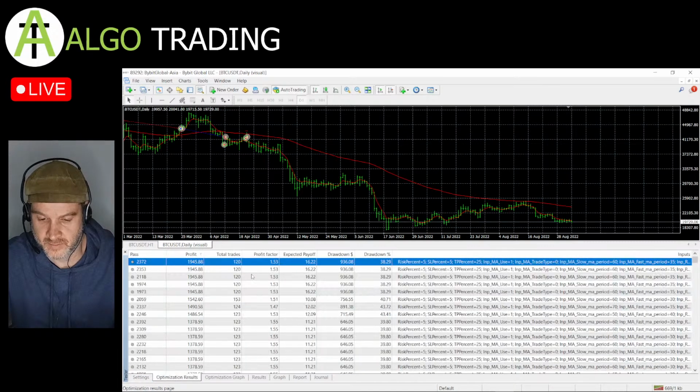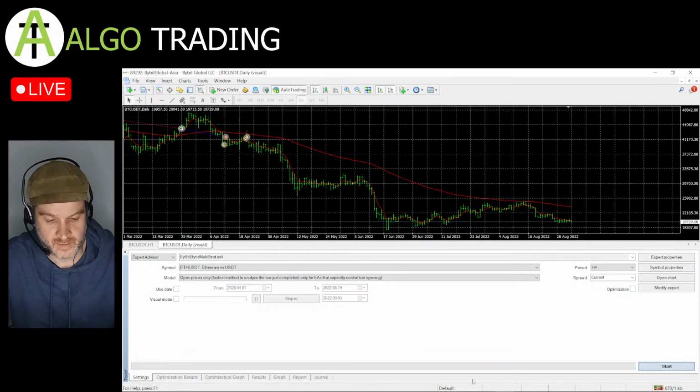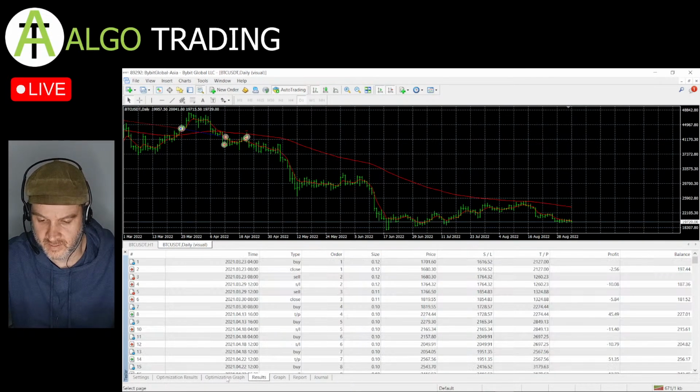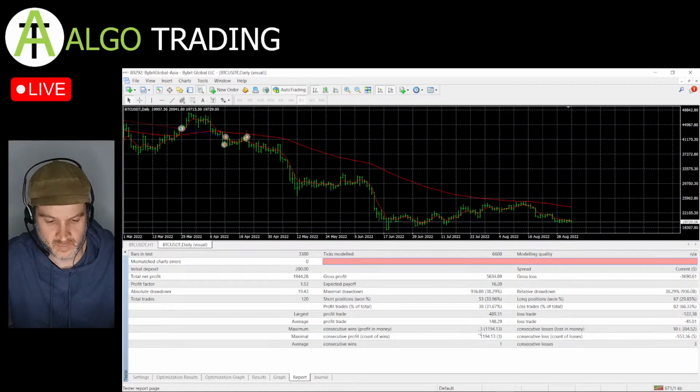Okay, so optimization results. Let's run this one. Not that amazing, but again, your profit trades are much more than your loss trades, which doesn't really matter when you're doing a crossover strategy. Your 31% win ratio really doesn't matter when your profits are much more than your losses.